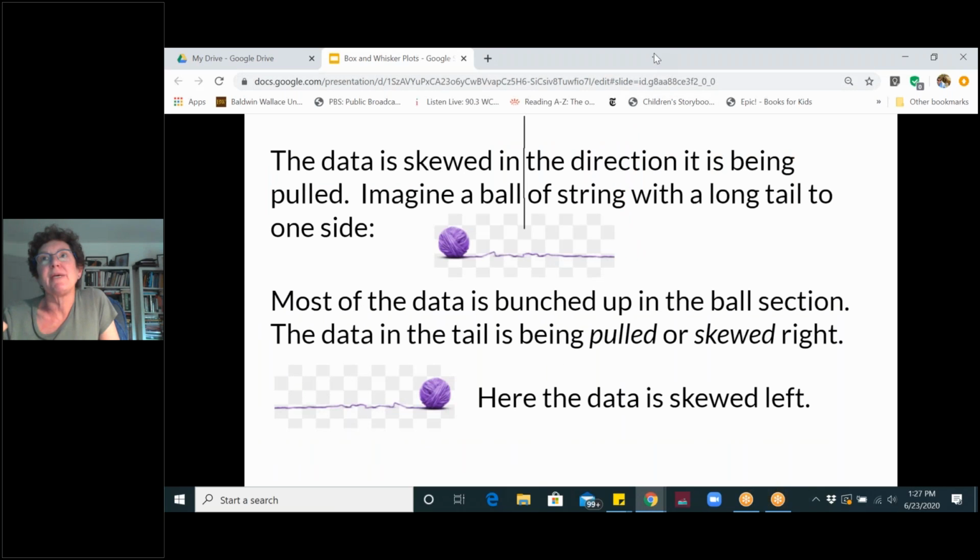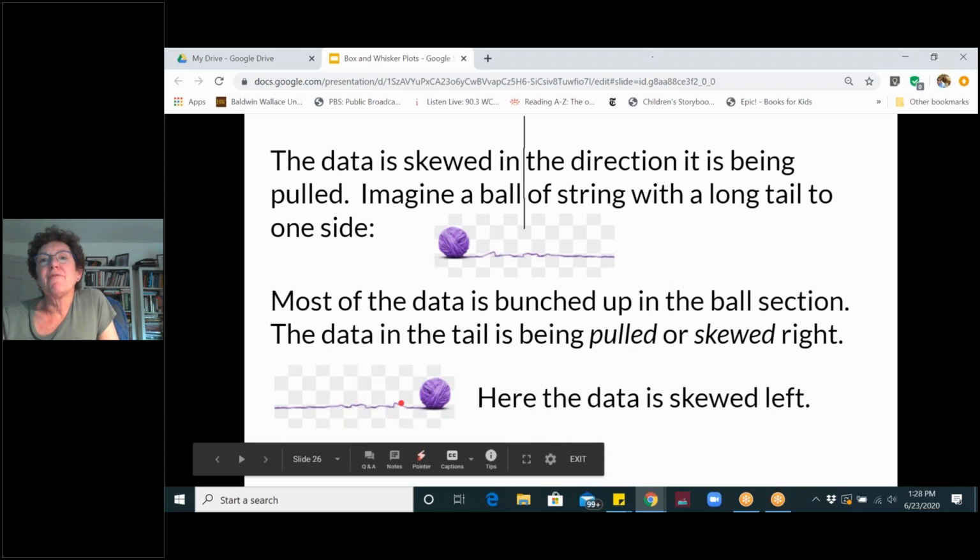At least this helps me. The data is skewed in the direction it is being pulled. So imagine a ball of string with a long tail to one side. Most of the data is bunched up over here, but I've got a few numbers that are stretched out way over here. That means I am pulling it or skewing my data in this direction.